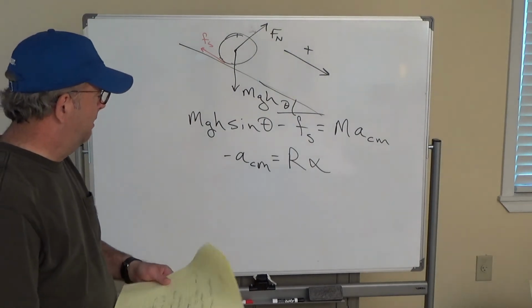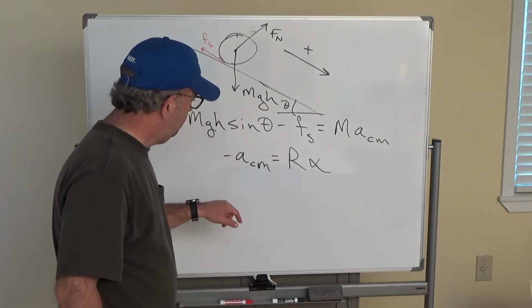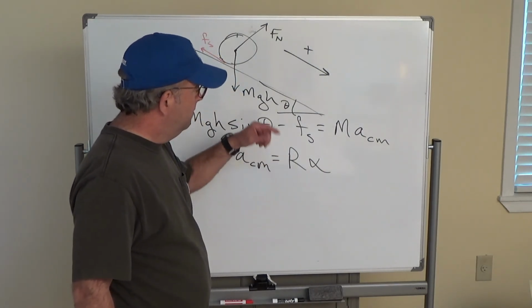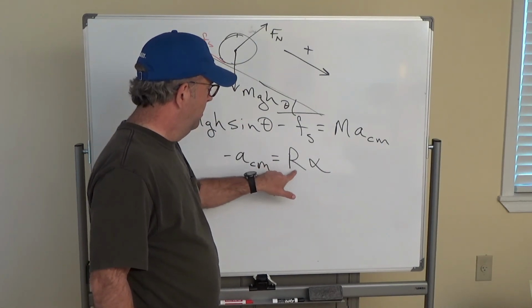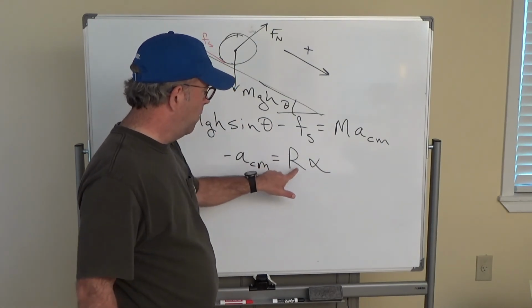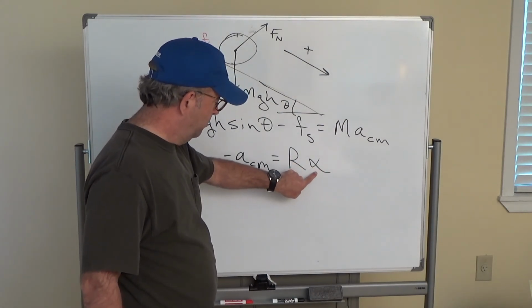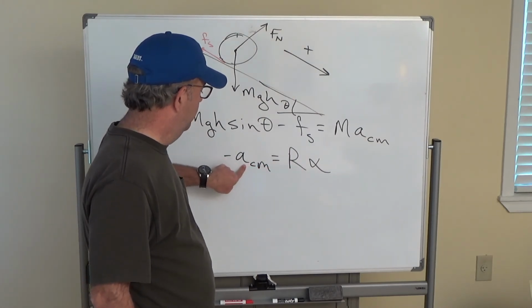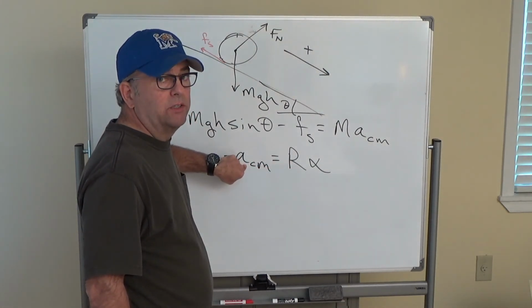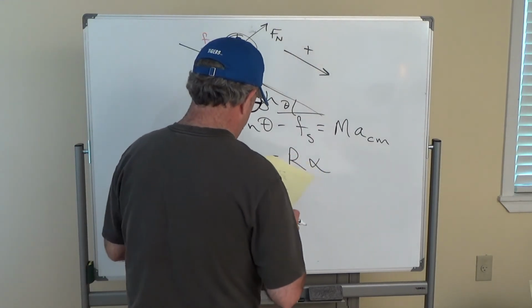I showed that if you want to know this, well, this also comes from what I did previously. This is the way it works out for the relationship between the rotational acceleration and the center of mass acceleration. Okay, that's easy to show.